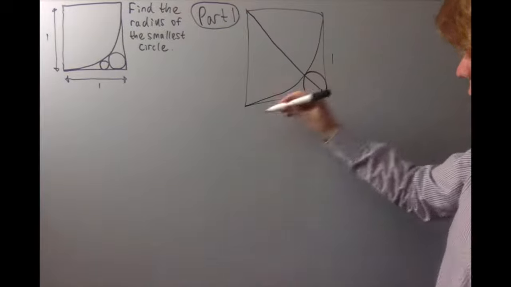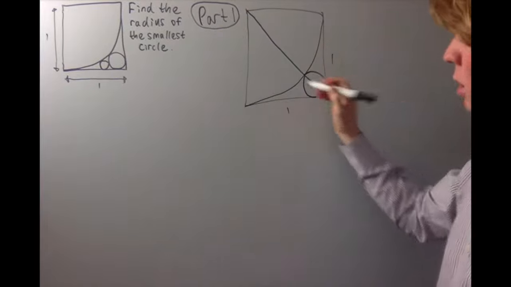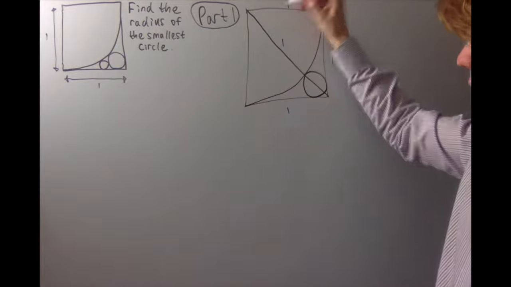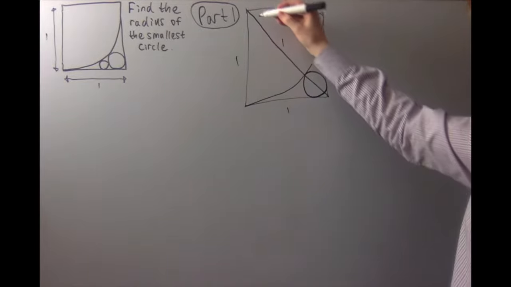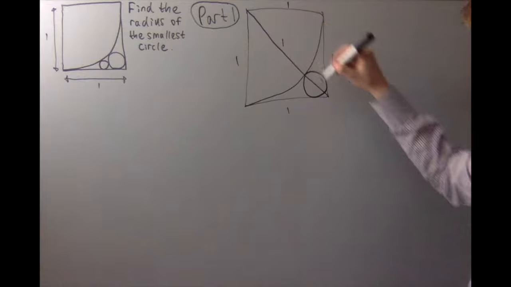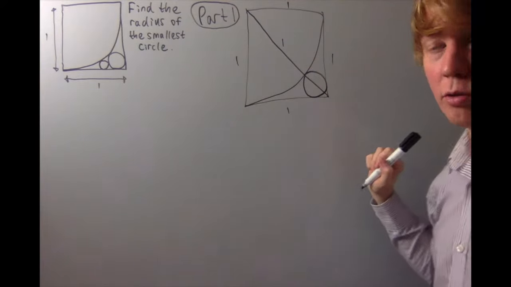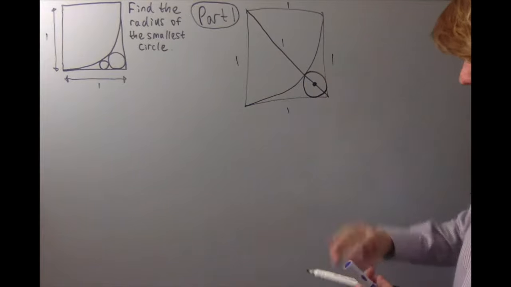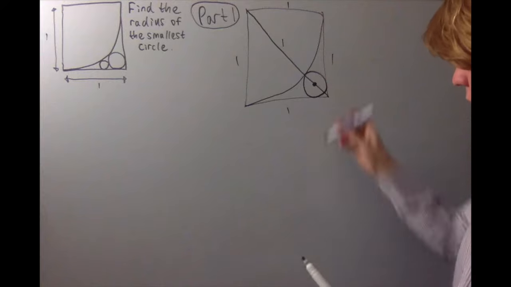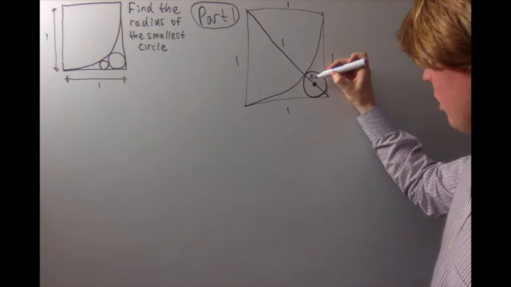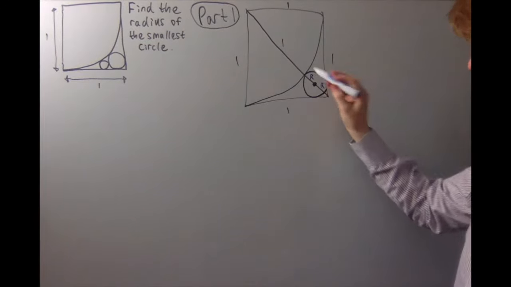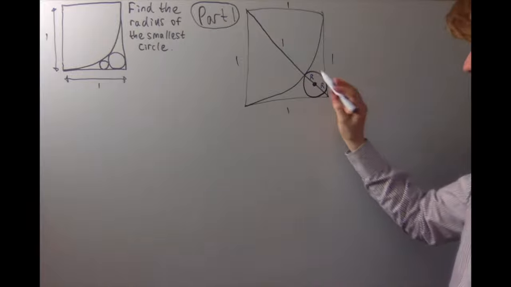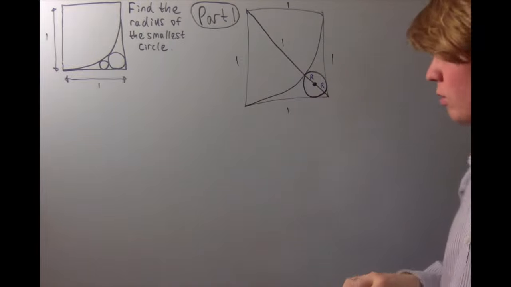So we know that these two lengths of the square are 1. We also know that this length here is 1 because this is the radius of this unit circle here, isn't it? And we also know that the total diagonal length here is the square root of 2. So what we're going to look at doing next is finding the radius here, which I'll call capital R. And we'll have 1 plus capital R plus something else here is equal to the square root of 2.